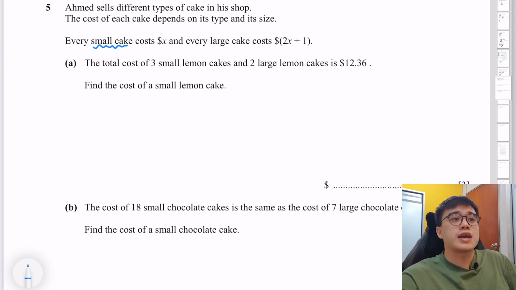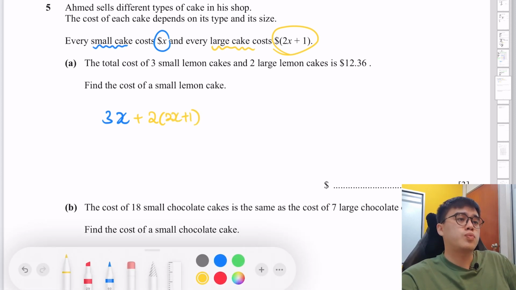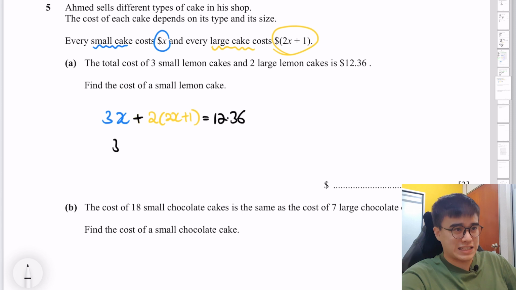Okay, so this is an algebra question. 3 small cakes means 3x. I circle it in blue. And then a large cake is 2x plus 1, which I put in yellow. So 2 bracket 2x plus 1 to represent that. When you add these two up, it will be 12.36.